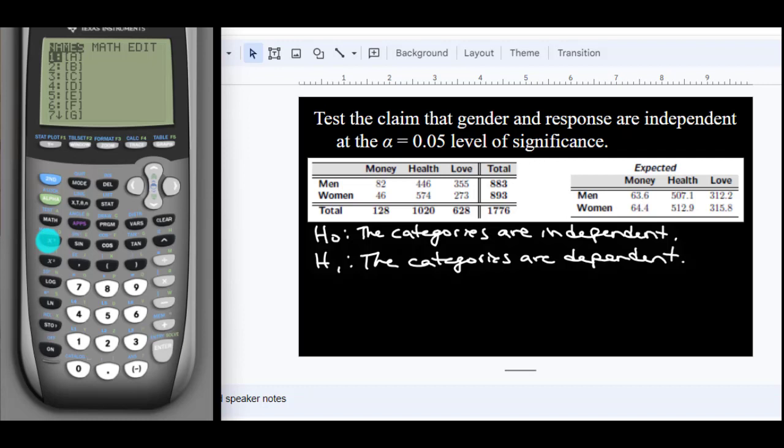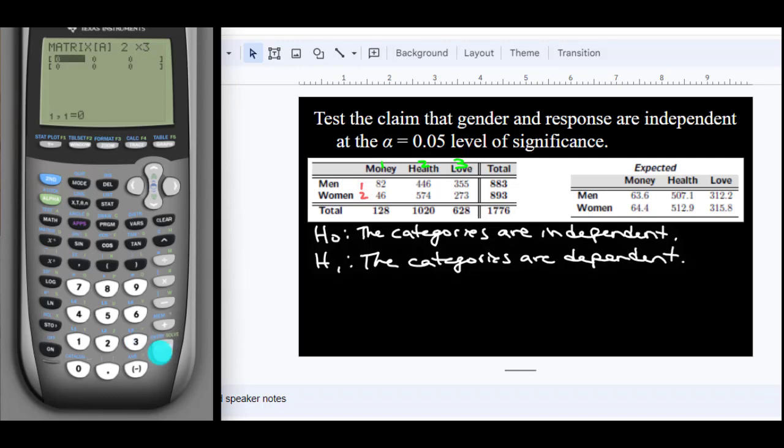Now notice, you've got 3 options here: names, math, and edit. We need to go over to the edit menu, and we're going to select number 1 for matrix A. This is something you may not know about matrices: when you enter the values for the dimensions, we have 2 rows, that's the first number, so 2, enter, and we have 3 columns, that is the second number, 3.